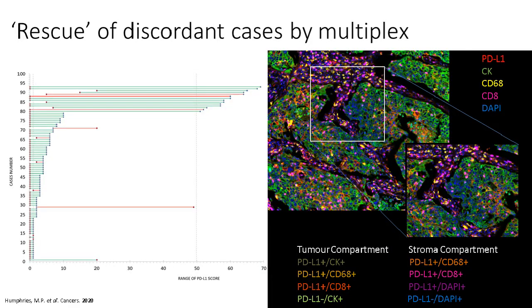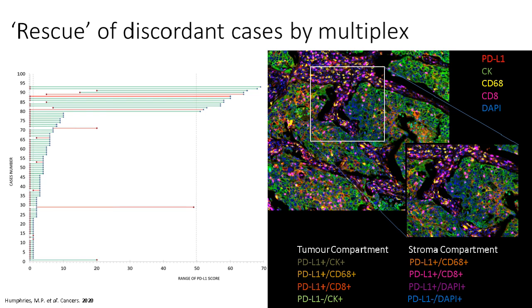So if you think back to the digital image analysis that we did, I mentioned that there were several discordances that we identified. And what we did on sequential sections was to apply multiplexing to those cases. And what we found is that we were actually able to rescue the discordant cases back to what was clinically assessed. And this was only possible with multiplexing. And really, we believe the reason for this was because multiplex was able to better delineate the different cell types within the sample over and above what could be done by image analysis.